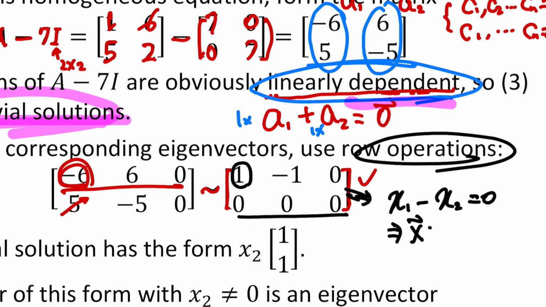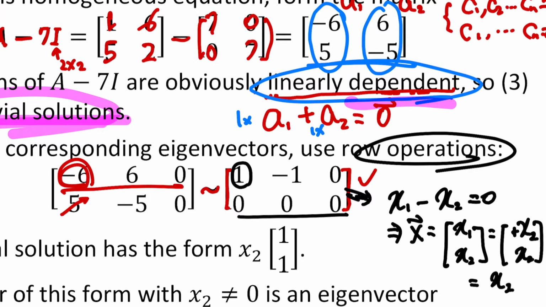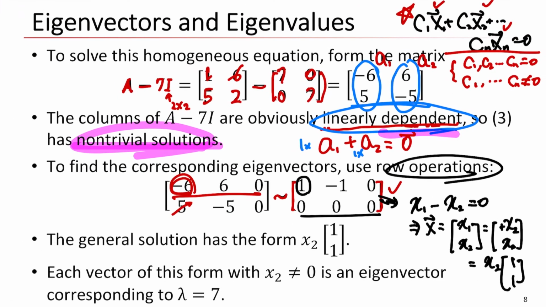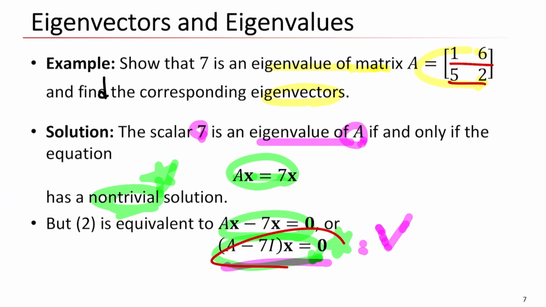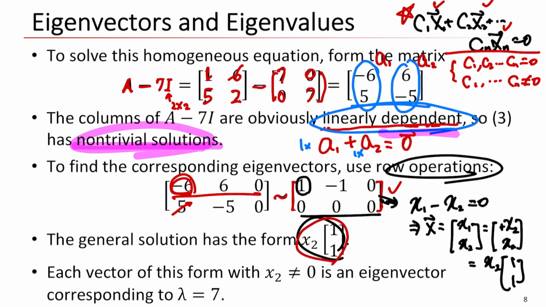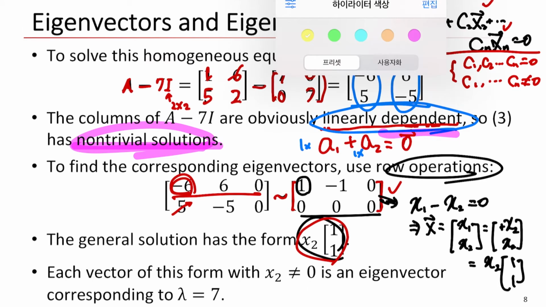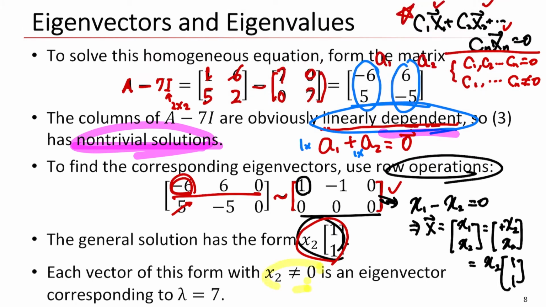So finally, the solution vector x can be represented with x1 and x2. So it will be negative x2 plus x2, x2. So it will be x2 times the vector (1, 1), right? Something like this. So the general solution of this equation is x2 times (1, 1). So each vector of this form, when x2 is not equal to 0, is an eigenvector corresponding to lambda, lambda is equal to 7.